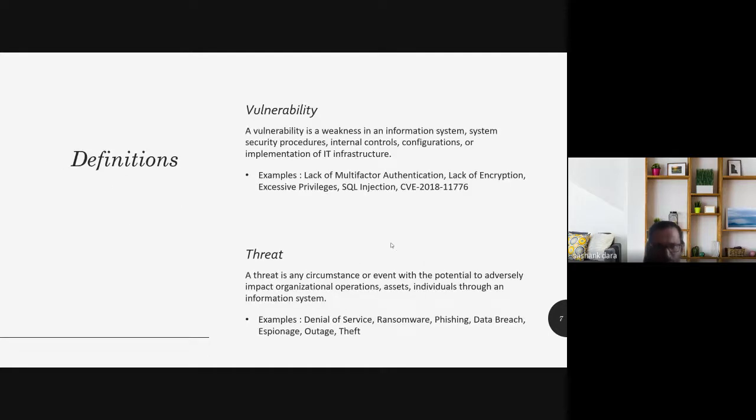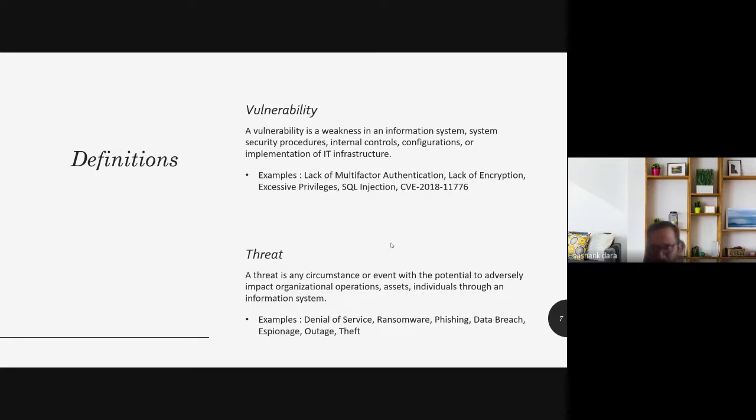Okay, so what is a vulnerability? What is a threat? Let's quickly see some definitions and examples, then we go to the exciting part, the research problems. So what is a vulnerability? A vulnerability is a weakness in an information system, or the procedures, internal controls, configurations, or a particular implementation, right? It's a weakness. By its own it does not mean risk yet.